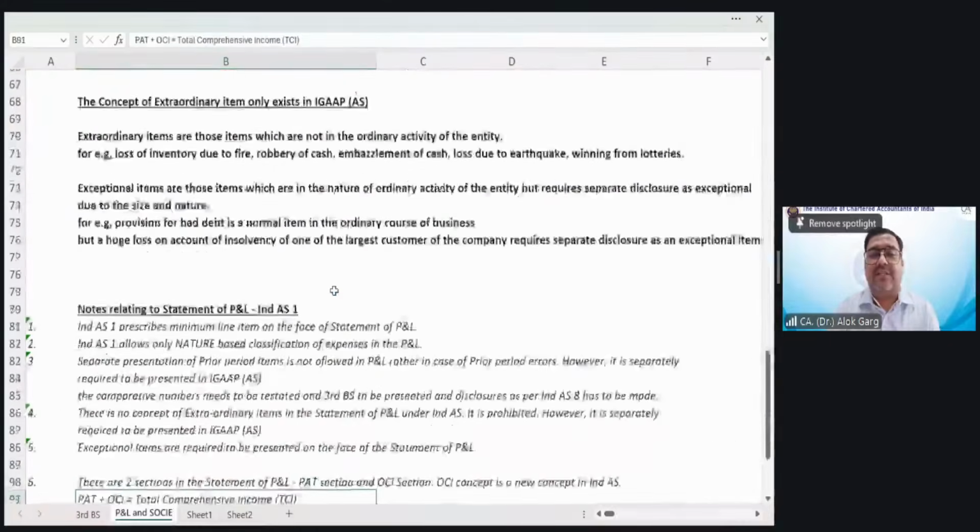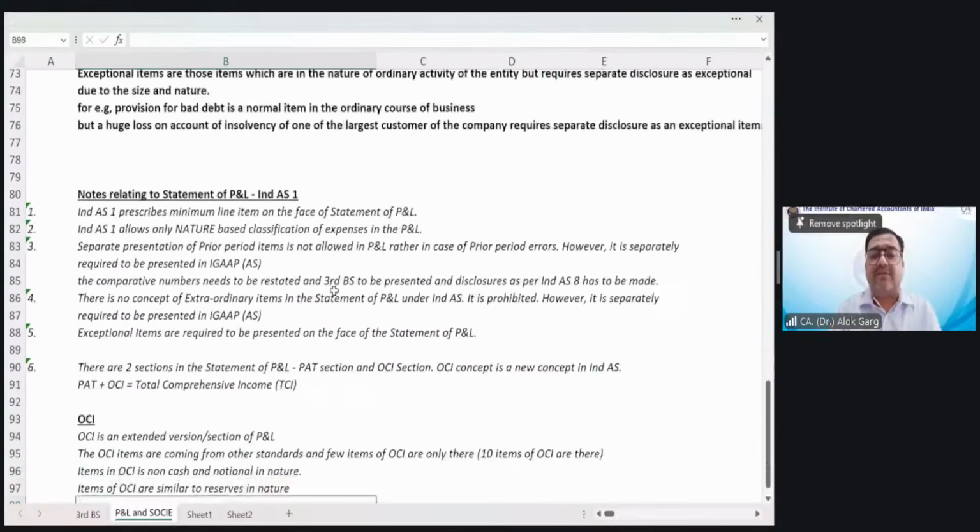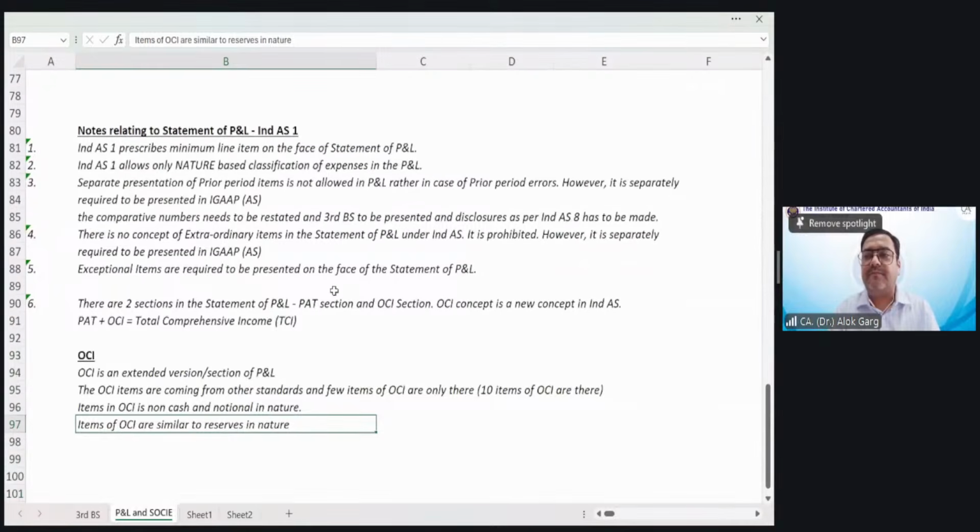So it is just like a reserve in nature. I have to take this into the OCI, right? So friends, now the deferred tax on OCI items has to be recorded in OCI only.